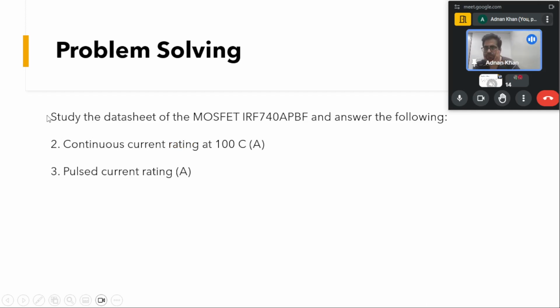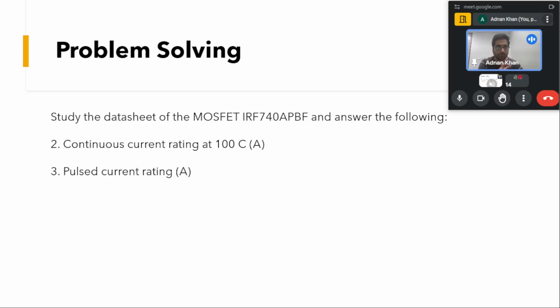The second question is to study the same data sheet. We have to answer the continuous current rating at 100 degrees centigrade. What is the continuous current rating, and what is the pulse rate? We saw in our previous slides that there will be two ratings. One will be continuous, one will be pulse, one will be non-repetitive.